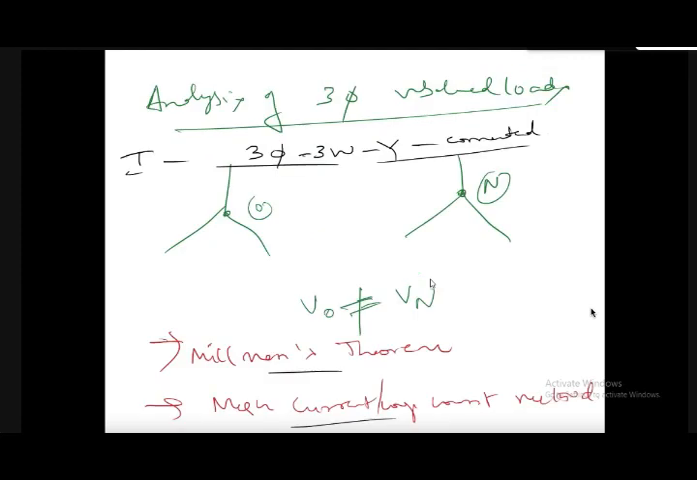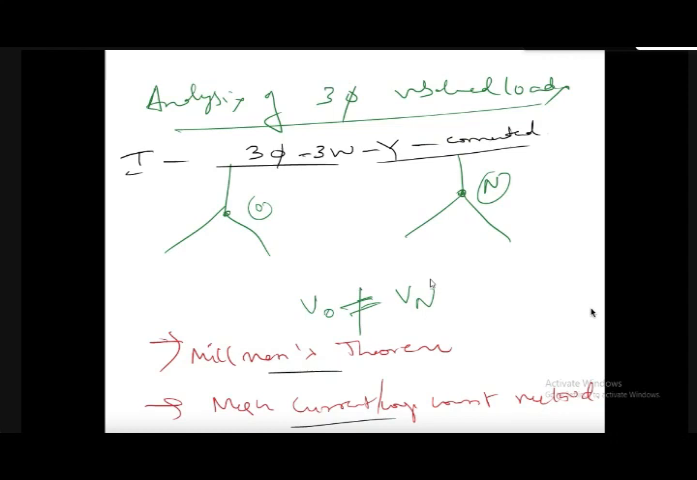Now, how to analyze this three-phase unbalanced system. The first case is the three-phase, three-wire star-connected system. That means the supply side is star-connected and the load side is also star-connected.